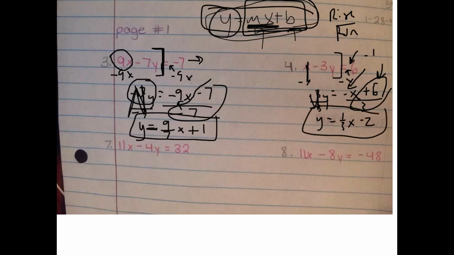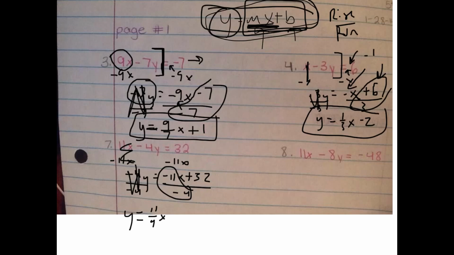Last two, speed round. Subtract 11x from both sides. Get rid of that. Negative 4y equals negative 11x plus 32. Divide by negative 4 on everything. That would be y equals, and then these two right here would just be positive 11 over 4x. And then we do this right here, which would be negative 8.